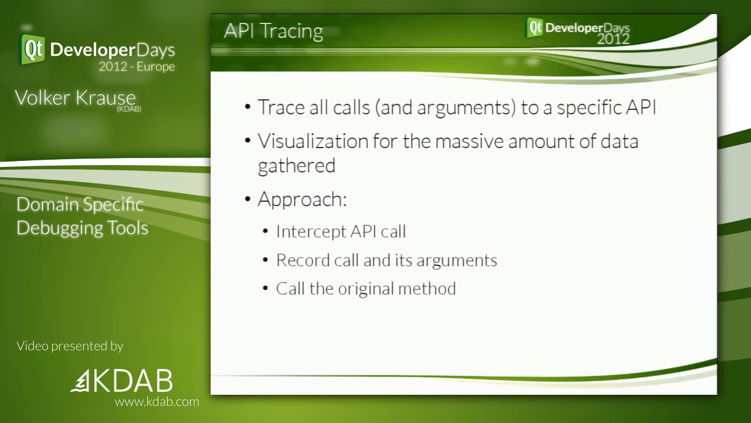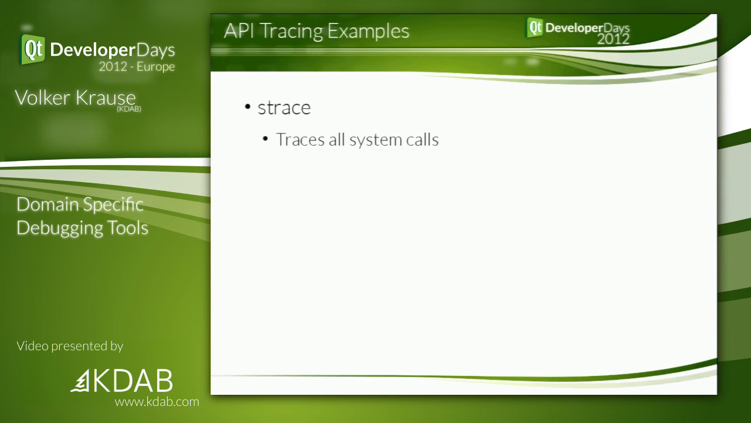The way you do that is you intercept the API call. Easy, right? We'll see in a second how to actually do this. You record everything that comes in, and you do the actual method call. Some examples you might know. First one is strace, right? That traces all the system calls. So very useful to observe I/O behavior. Is it actually reading the correct file? Or where else is it searching? How many stats do I have in the file system? Also interesting for performance.